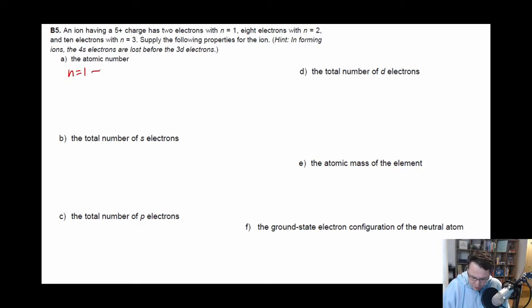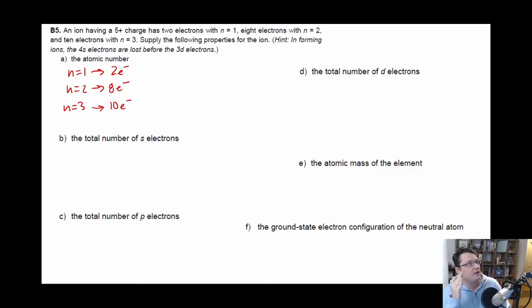the n equals 1 level has 2 electrons. In the case of the n equals 2 level, that has 8 electrons. And then for the n equals 3 level, we have 10 electrons in this case. So we have that right there. And so what we can start doing is thinking about the atomic number.